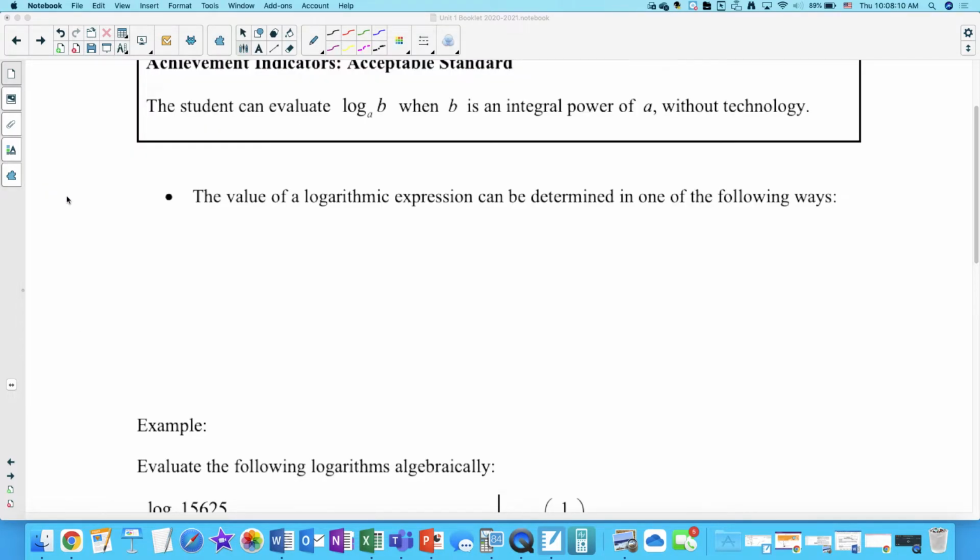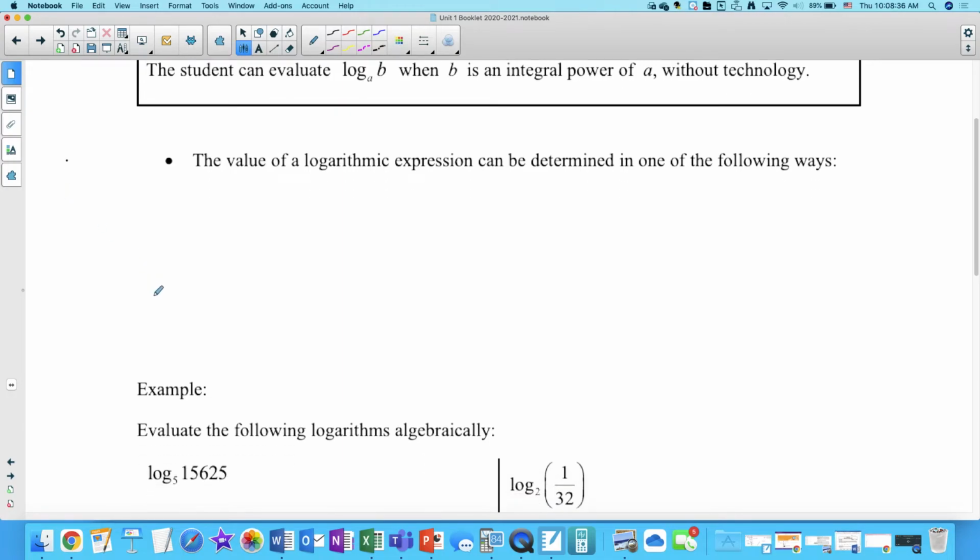A lot of times you can solve these algebraically, right? So we're going to talk about that first. If you can't solve them algebraically, like for example, log base 10 of 50, can't do that algebraically because 50 is not a power of 10. We'll talk about some workarounds probably tomorrow or next week. Okay? But we can solve a logarithmic expression by setting the logarithm equal to a variable. So that's what we're going to do first.